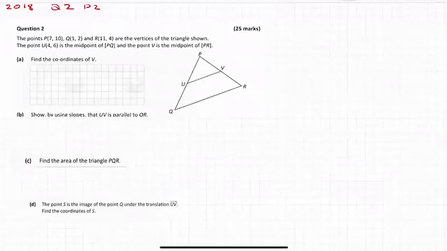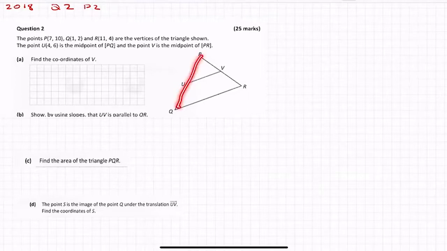The points P(7,10), Q(1,2) and R(11,4) are the vertices of the triangle shown. This is the 2018 question 2 of paper 2, so coordinate geometry tends to come up on paper 2. The point U, which is here, is the midpoint of PQ, and the point V is the midpoint of PR. Find the coordinates of V, so midpoint.